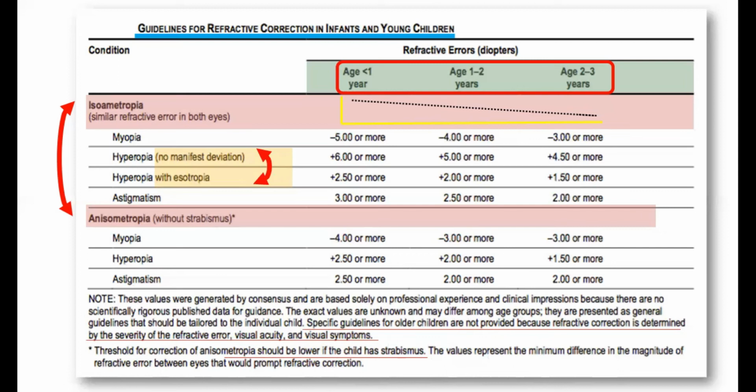Last point, or my last comment on this slide: whether you prescribe spectacles or not, you have to keep following up with the child. For example, suppose you found -5 in this age group, and now the child is, let's say, 5 years old, and the myopia is the same or even worse. Then you have to prescribe glasses.